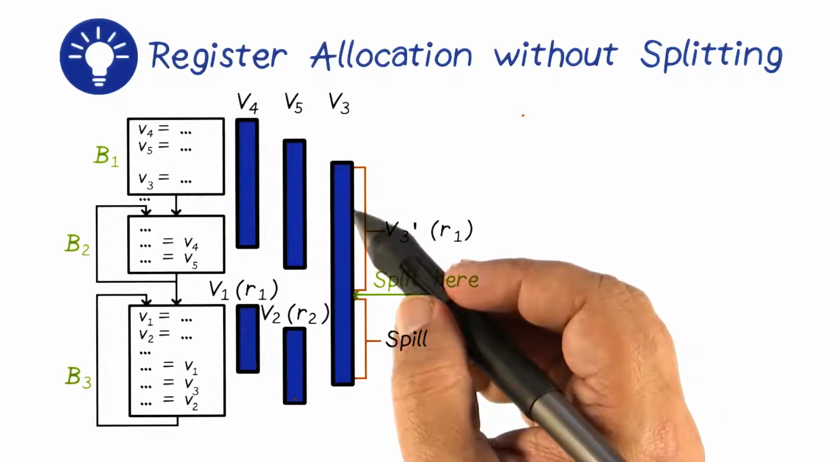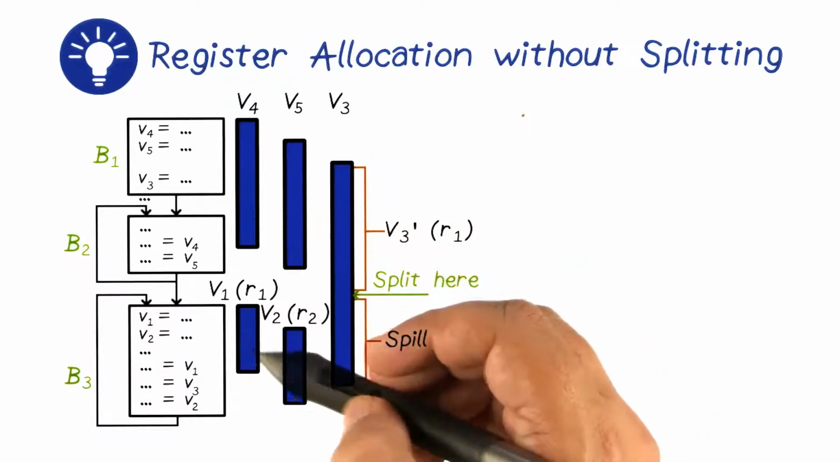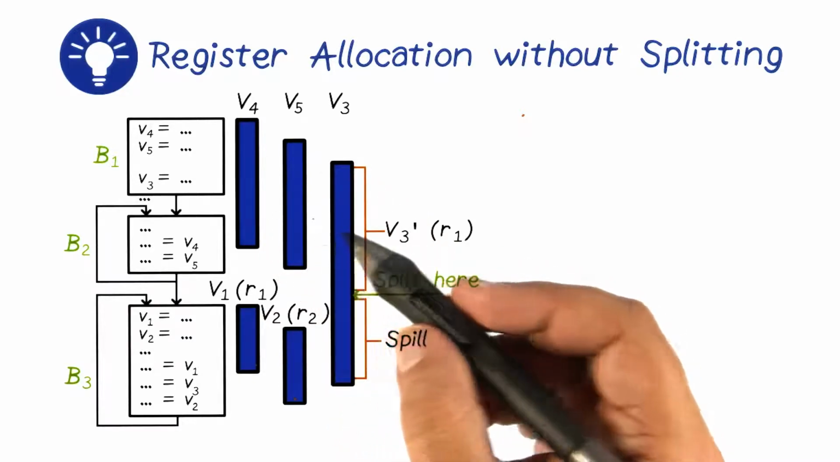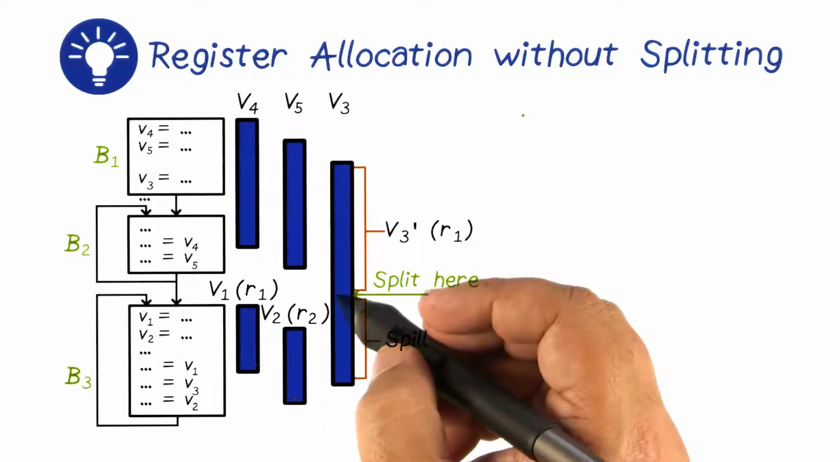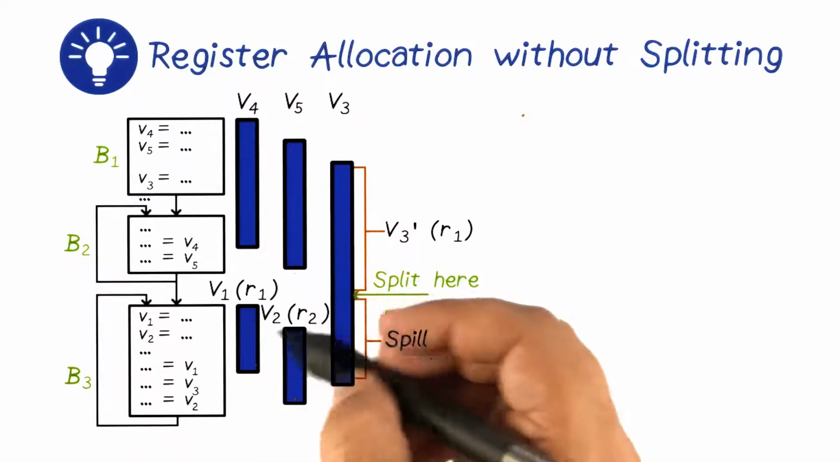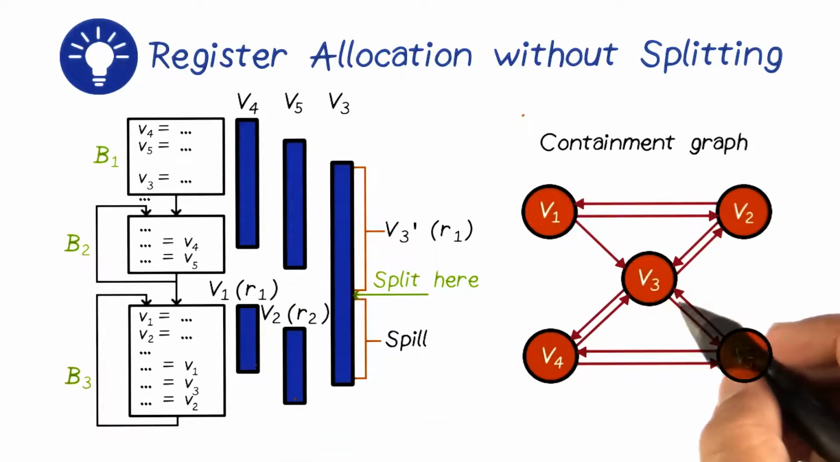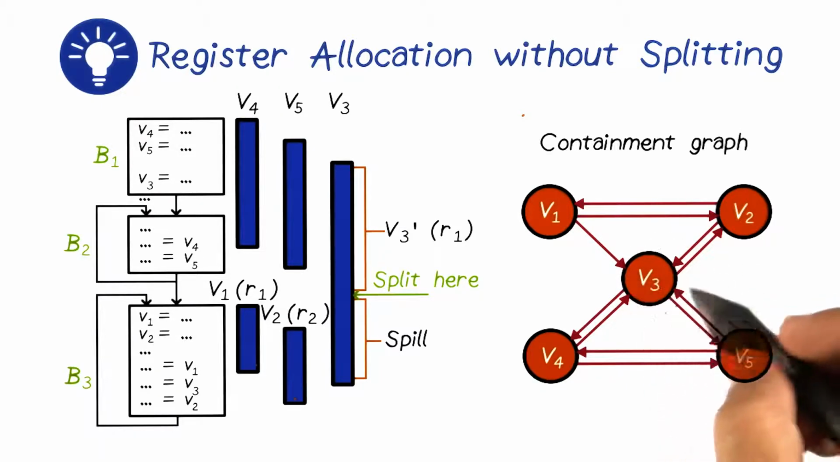As you can see here, if we end up giving a register to a long range V3, it is going to jeopardize the other ranges from getting registers. So what we'll do here is we'll determine the interference graph and figure out that this long range in fact is the reason for interference for the other ranges. And as you can see here, V3 is at the heart of all the interference here. We'll figure that out.